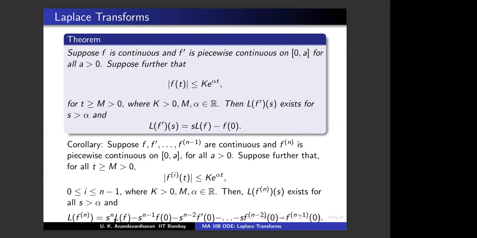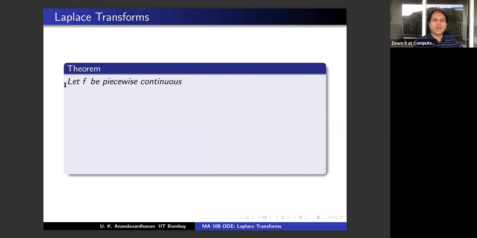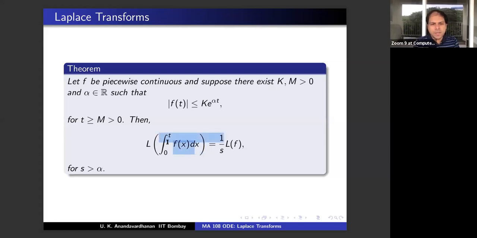Let me state the theorem for the integral. Let f be piecewise continuous, and suppose it is of exponential order alpha. Then the Laplace transform of the integral is 1 by s times LF. This is a function of t because I'm integrating from 0 to t, and its Laplace transform is 1 by s LF. And what was the key idea of the proof here?